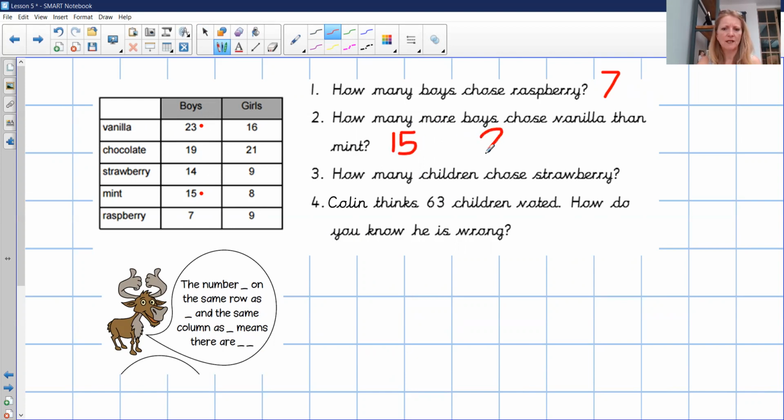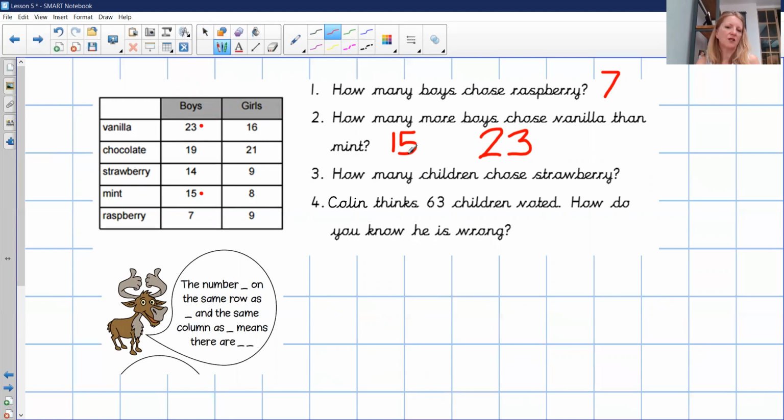So it's 15 and 23. What am I going to do with those 2 numbers? What do I do with that information? So vanilla was 23, mint was 15. How many more boys chose vanilla than mint? So I need to find the difference between 15 and 23. So I could count on from 15 to 23, or I could do 23 subtract 15.